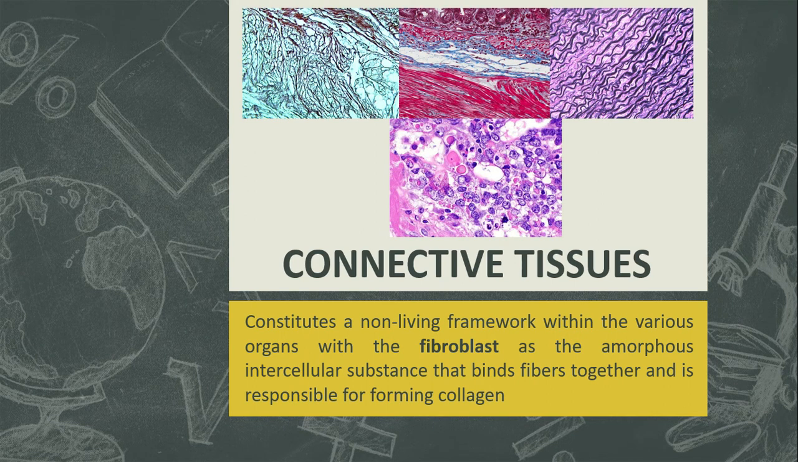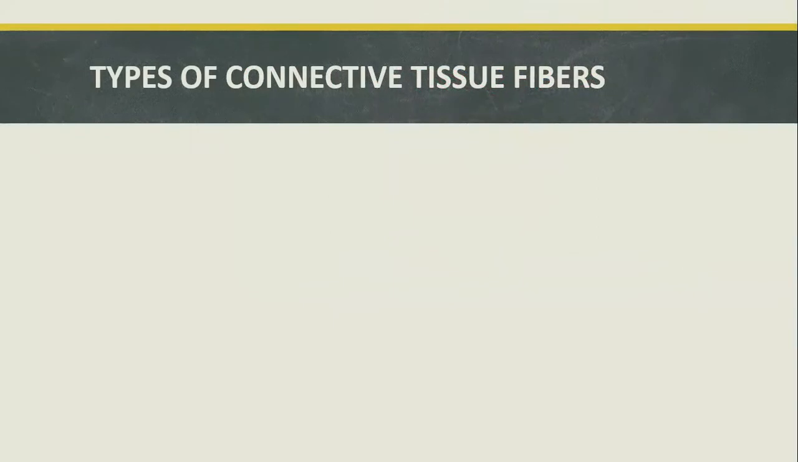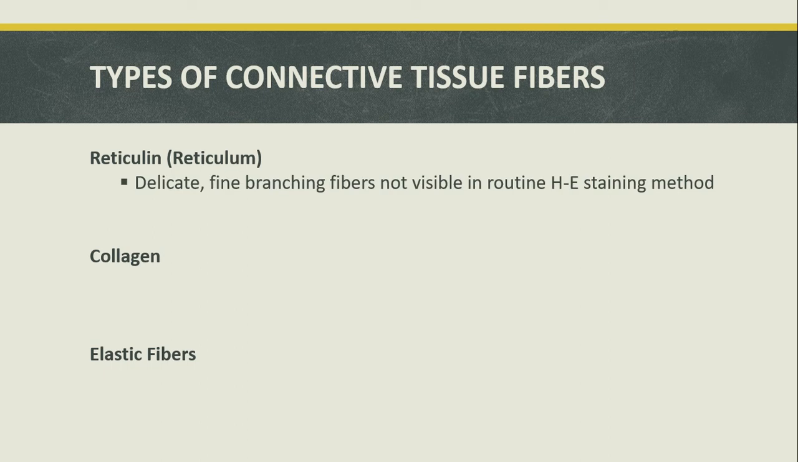The fibroblast is the amorphous intercellular substance that binds fibers together. It is also the one responsible for the formation of collagen. There are three different types of connective tissue fibers. We have reticulin or reticulum fibers, collagen, and elastic fibers.